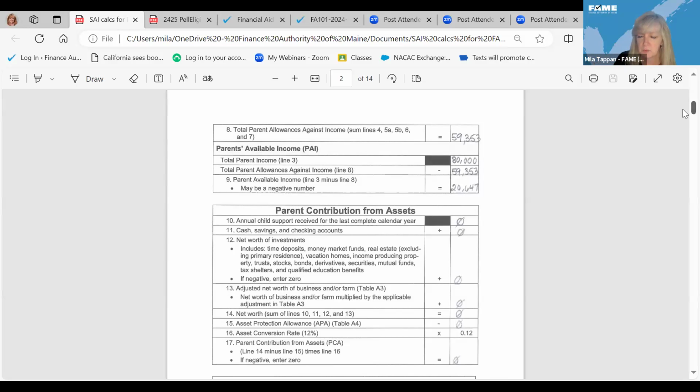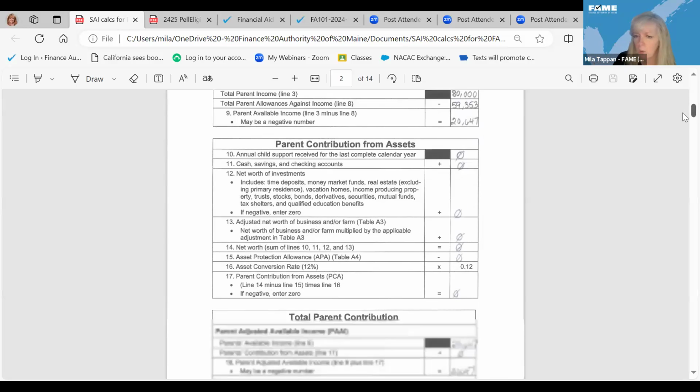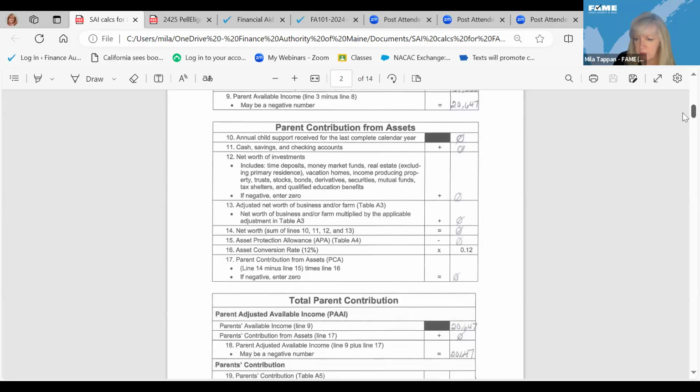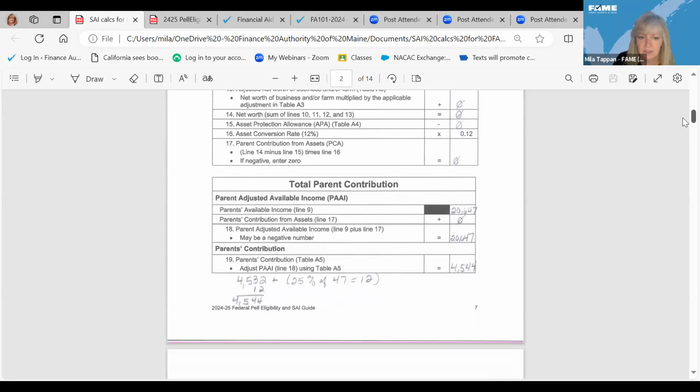Now, for the purposes of this one, we'll get to it in a moment, no assets for this family. So we're just going to skip over assets. Then we're going to come down to the bottom of the formula. What you're going to see here is that we've taken the parent available income, which was that 20,000, no assets being added to that, no contribution from assets. And then there's this calculation called the parent adjusted available income calculation. It's kind of a funky calculation, so I'm going to show it to you.